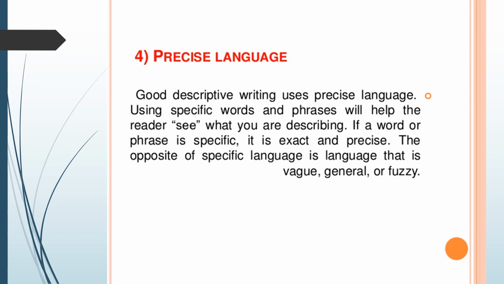So good descriptive writing uses precise language, specific words and phrases. And if a word is specific, people will get you. If it's too vague, for example, "it was a sunny day," you need to do more than that, okay? Your imagery gets too fuzzy, your point gets too fuzzy, and your reader gets uninterested.